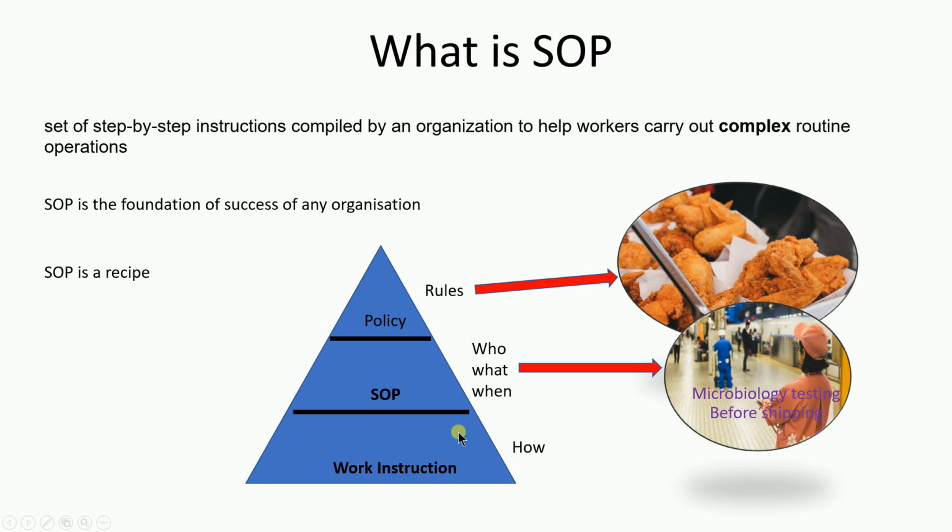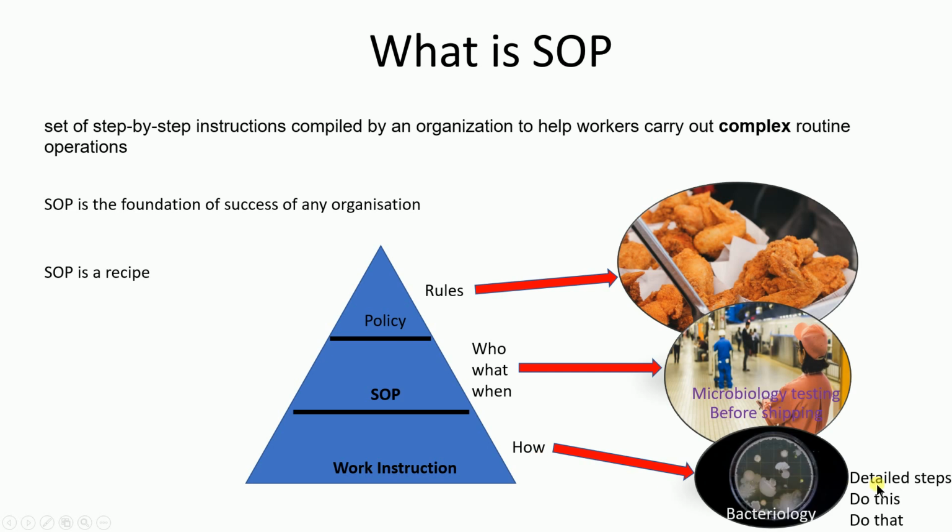Then there is work instruction. Work instruction is a document specifying details on how to do a particular task. For example, in this case, press this button, then add 5 drops of water, then boil at 100 degrees centigrade, etc. Basically, a policy can have many SOPs and SOPs can have many work instructions, in simple words.